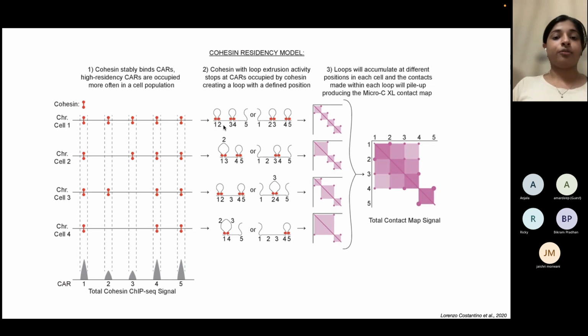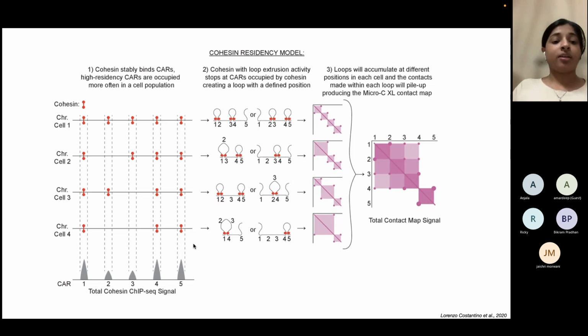So say here, the first and the second high residency CAR is interacting, third and the fourth is interacting, and then the fifth is just not able to interact with any other CAR. But it can also be that 2 and 3 are interacting, 4 and 5 are interacting. So this also gives it a dynamic nature. It can move from one region to another. But this is essentially how these loops are formed.